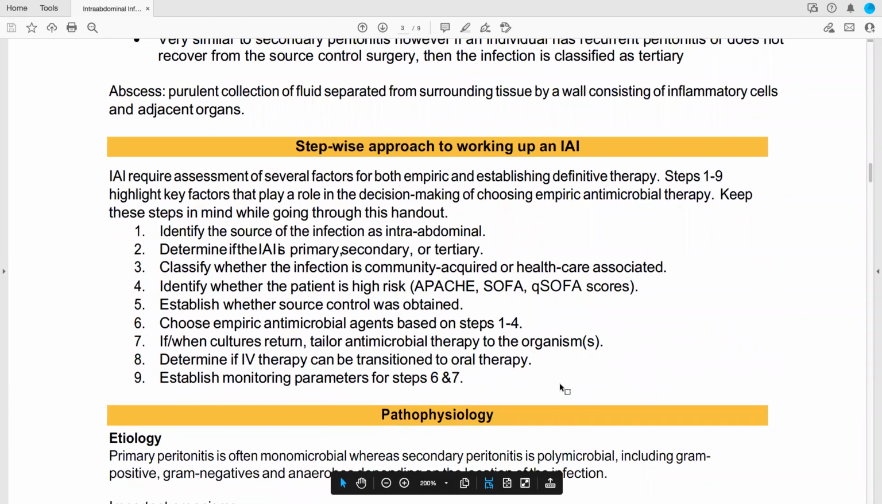So a stepwise approach, when we think about an IAI: you want to first identify the source of the infection. So you want to think about what it is that can be causing it. You want to think about the patient presenting factors.